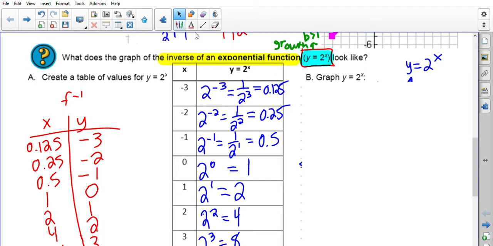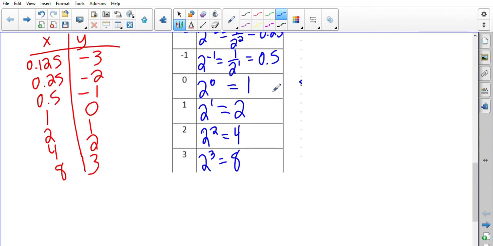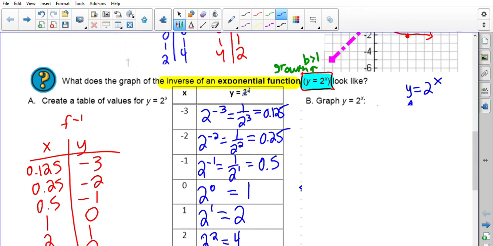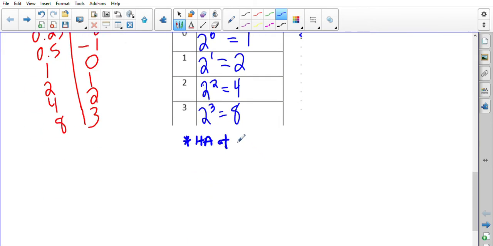Keep in mind here as well, what type of asymptote do we have for exponential? We always have a horizontal asymptote. Okay, so this one hasn't been transformed up or down in any way, so the horizontal asymptote is at y equals 0.